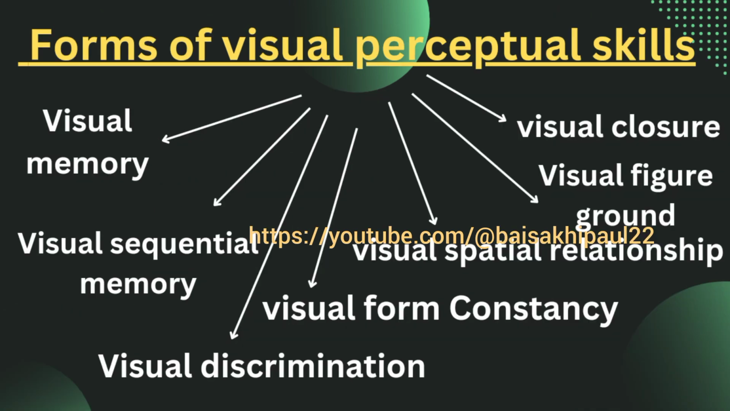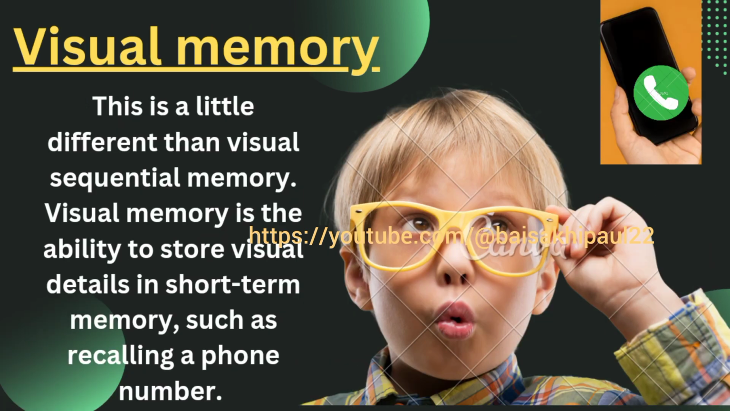There are 7 forms of visual perceptual skills: visual memory, visual sequential memory, visual discrimination, visual spatial relations, visual form constancy, visual closure, and visual figure ground. This is a little different than visual sequential memory.